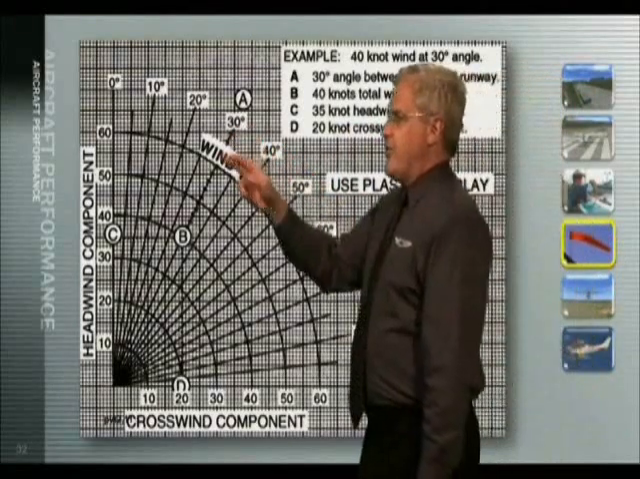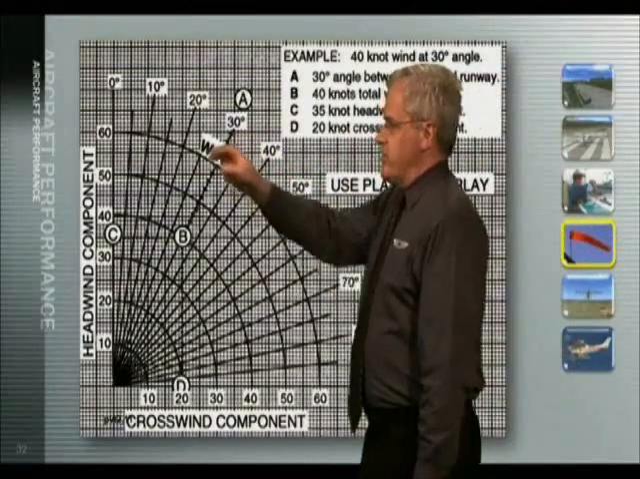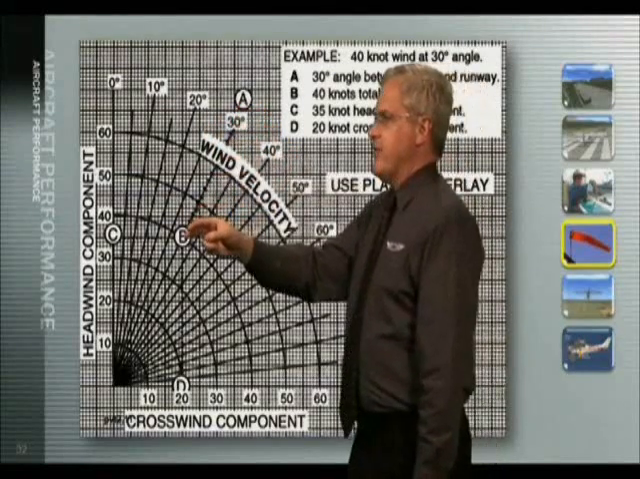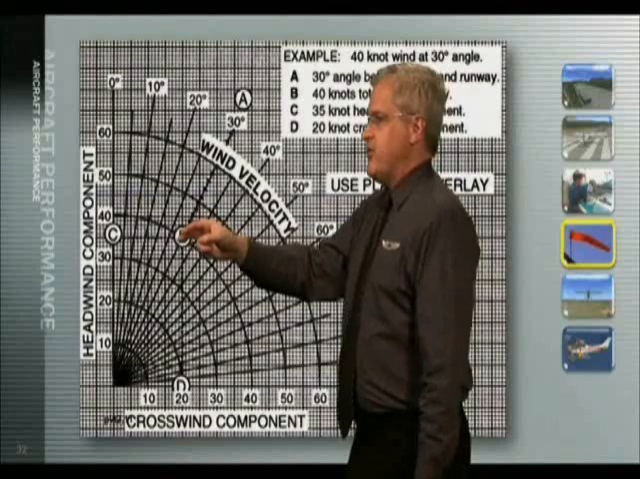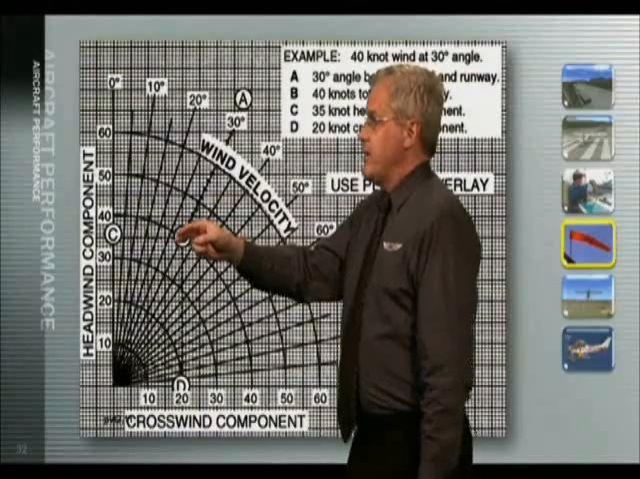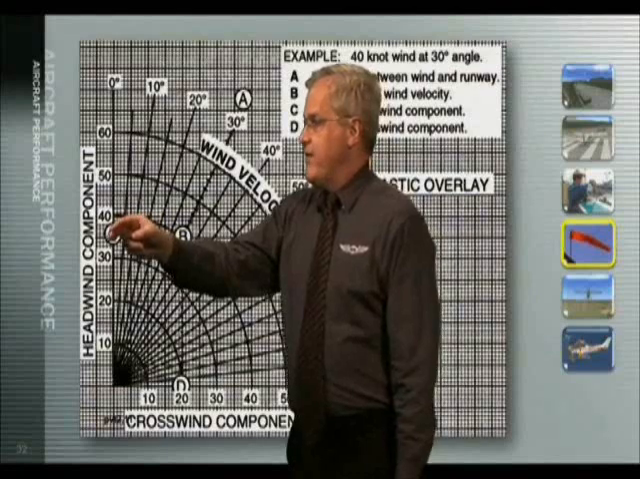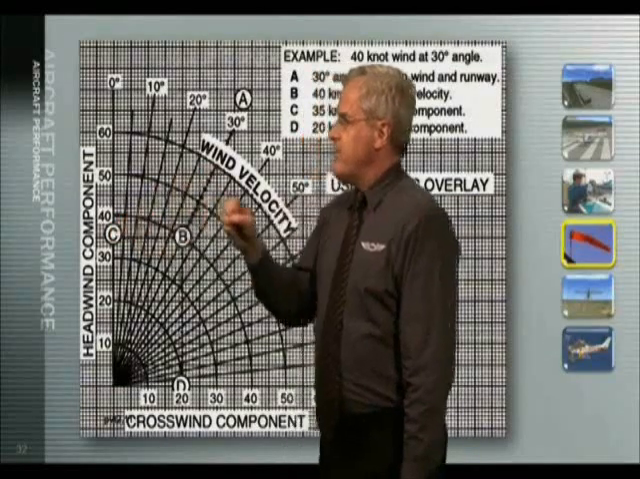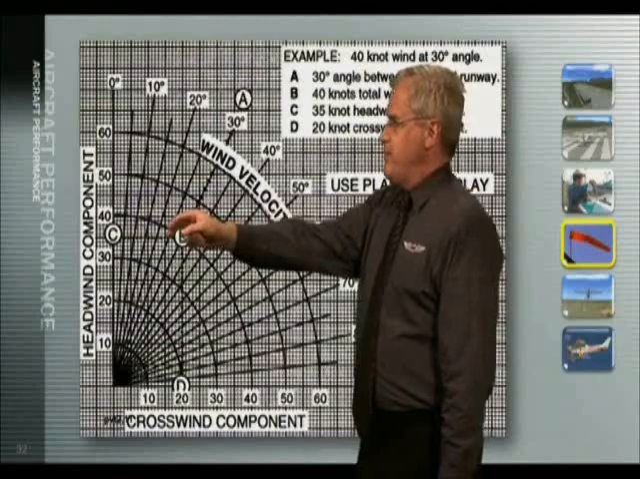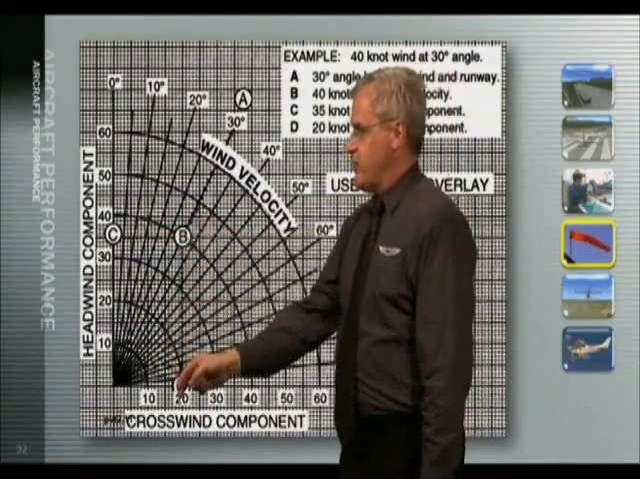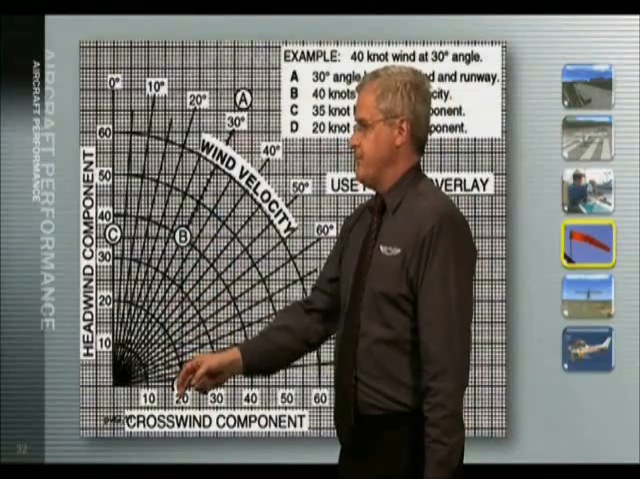If the wind's blowing at a 30-degree angle to the runway at 40 knots, we start up here at point A along the 30-degree line and move down until we intersect the 40-knot arc. To determine the headwind component, move directly across to point C on the headwind component scale and read 35 knots. Now, to determine the crosswind component, go back to point B, the intersection of the angle and the wind velocity, and drop straight down to the crosswind component and read 20 knots.